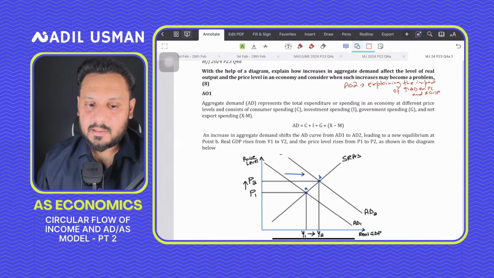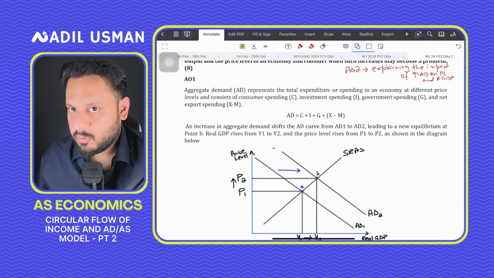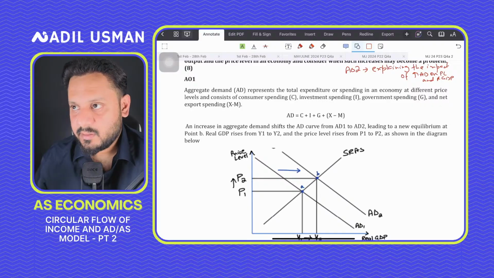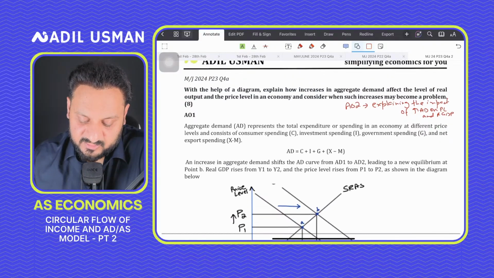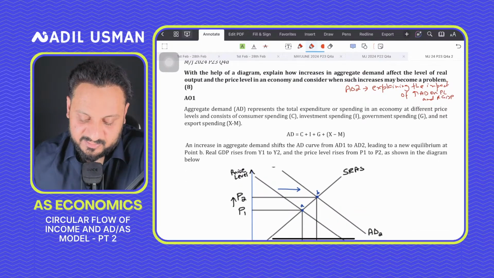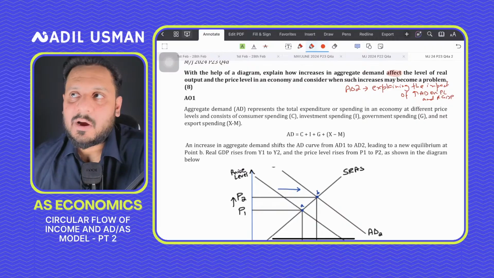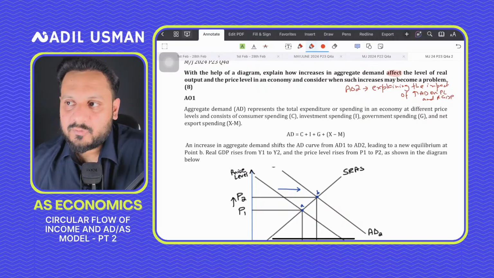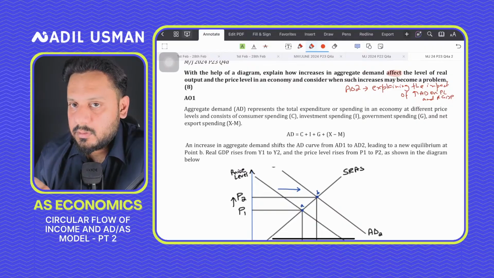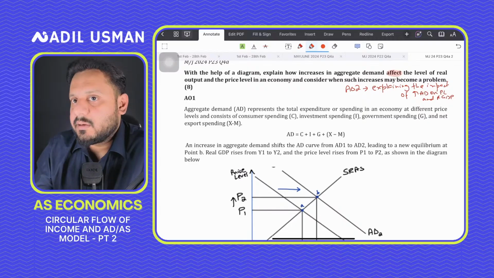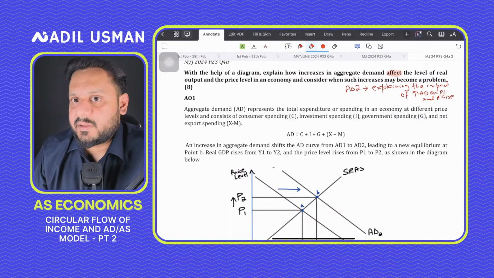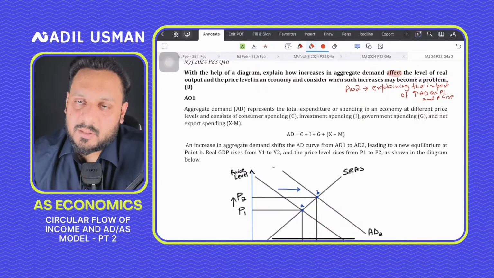Address the fact that price level may not always go up, and it depends upon spare capacity. I mean, it's not necessary that price level goes up, right? Because the question is saying explain how increase in AD may affect output. So it's not necessary. If you're saying output goes up, then it's also possible that output does not go up. So when you're talking about the effect of something, the effect doesn't necessarily only have to be that output goes up because of a rise in AD. It's also possible that output doesn't really go up.